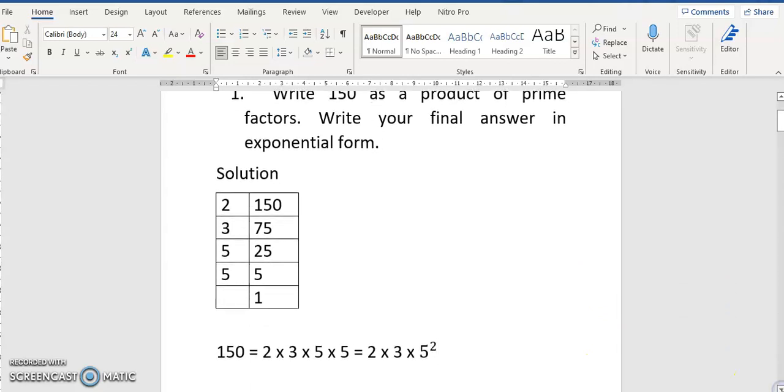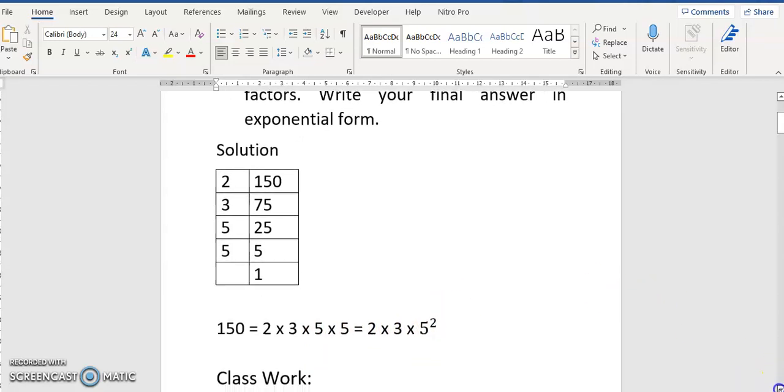So I'm going to write it as a product of its prime factors. So you write 2 times 3 times 5 times 5. And we can write this one as a product in exponential form. So 2 times 3 times this 5 is occurring 2 times. So it's going to be 5 squared.